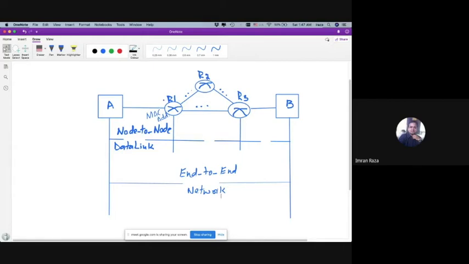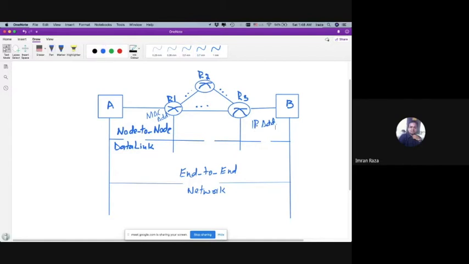So the MAC address is not enough for me here. If I want to reach machine B, obviously I need to have another address. And this time I need the IP address for this purpose. Why? Because the IP address is hierarchical, which means we can make routing decisions based on the information in the IP address, right?